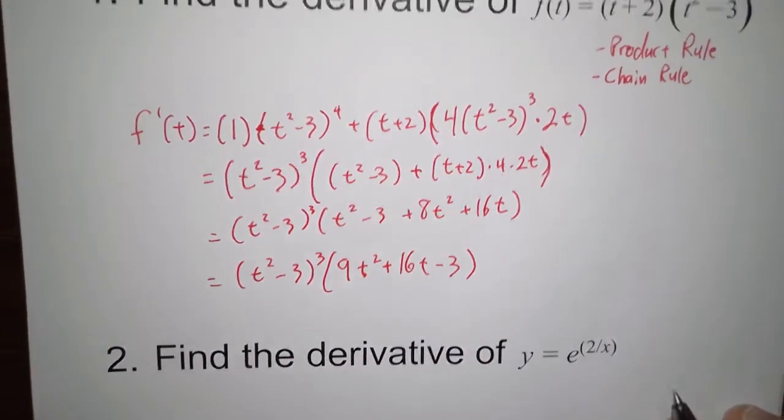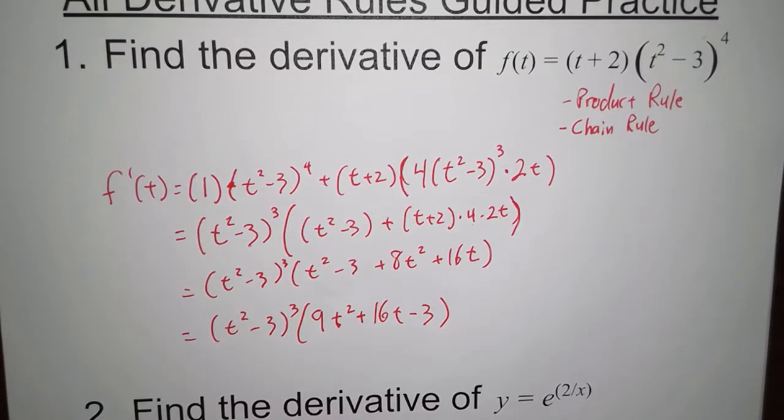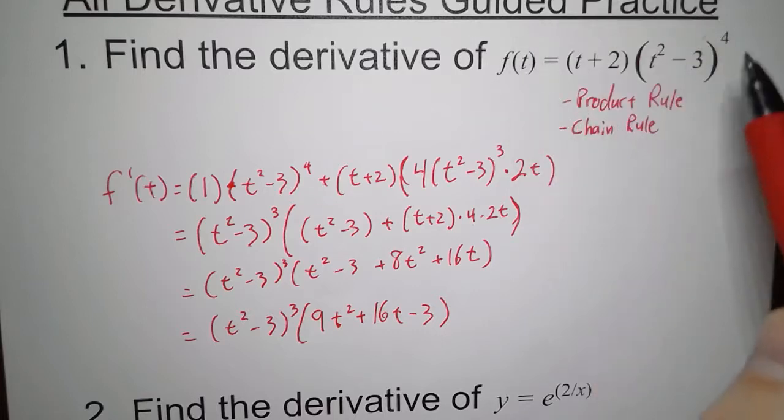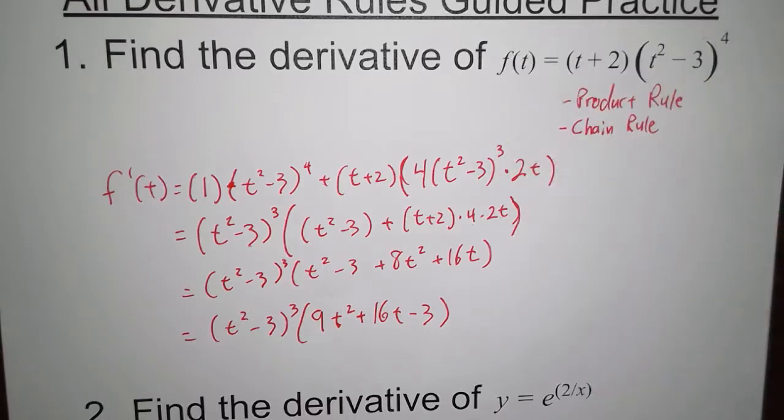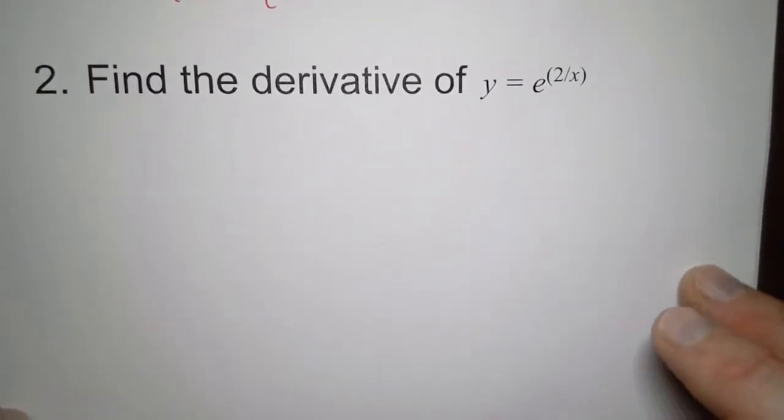So here's an example of us using product rule and chain rule. And really this is the faster way to do it, because you could expand this out, but the only way you could do that efficiently is if you had a computer algebra system to help you do it. Otherwise, this would be quite tedious. So let's look at the second one.